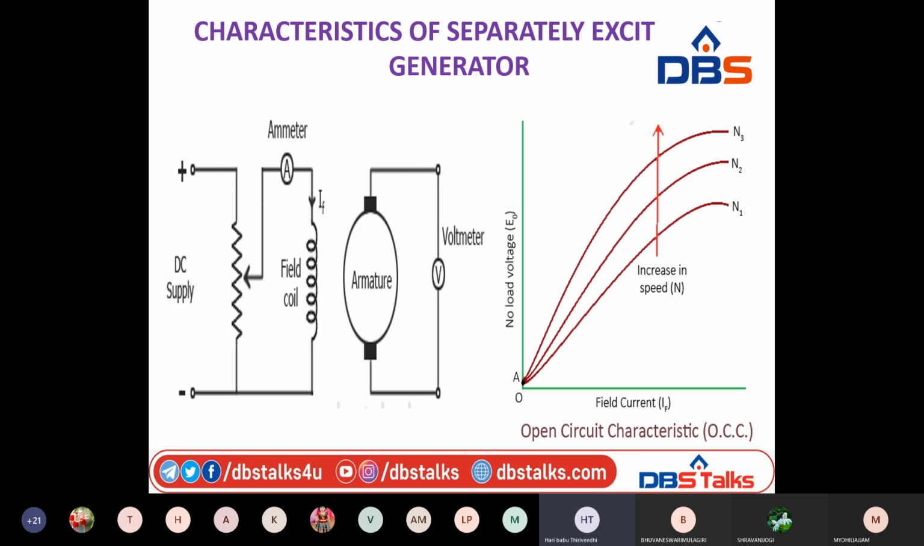As IF is varied, at the starting, suppose we consider the rheostat at 0 position and field current is 0. Whenever field current is 0, EMF is also 0. So that is the starting point. Now the rheostat is moving, so the field current varies, and the EMF value also increases.